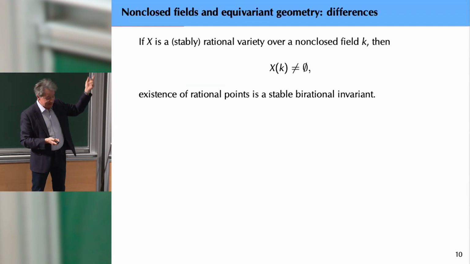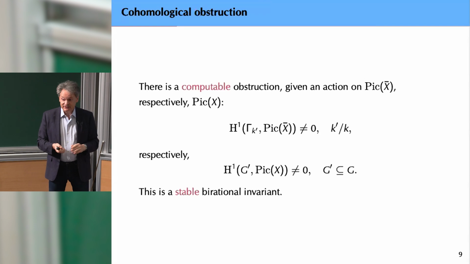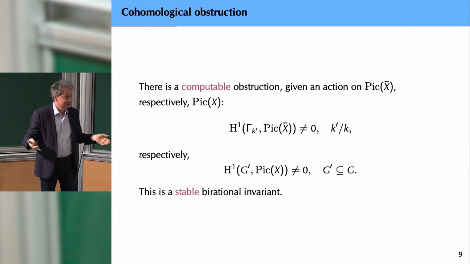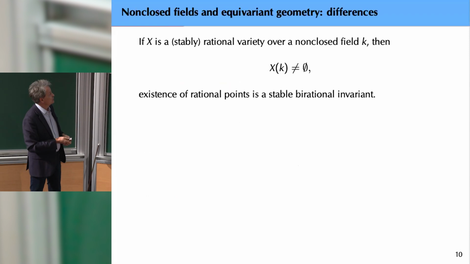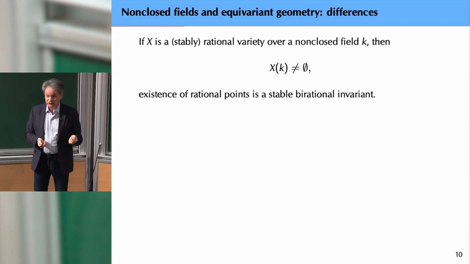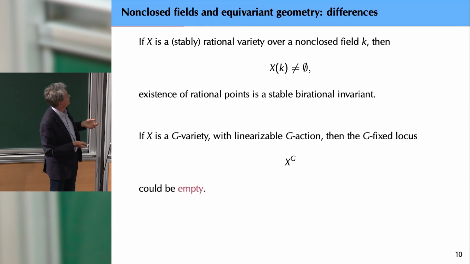And this is a stable birational invariant, in the sense that if you multiply by projective space, of course, you all know what happens to the Picard group. So you don't change this cohomology behavior. Now, of course, if you have a rational variety over a non-closed field, it has to have rational points, and this is a birational invariant.